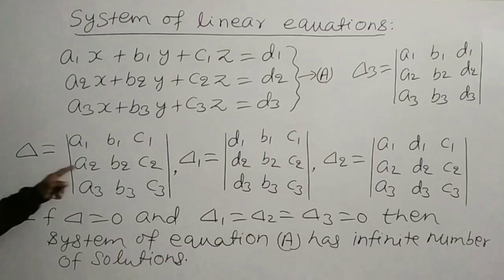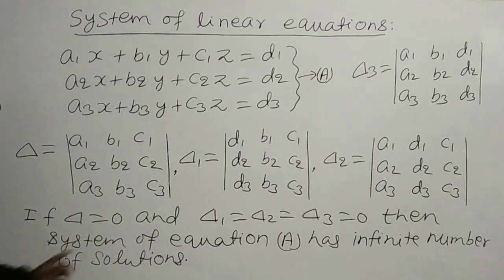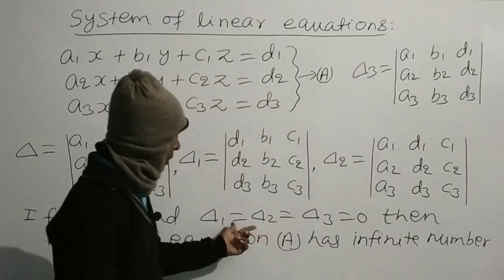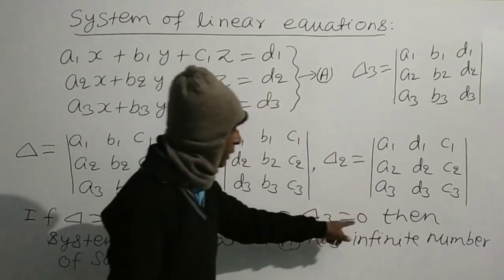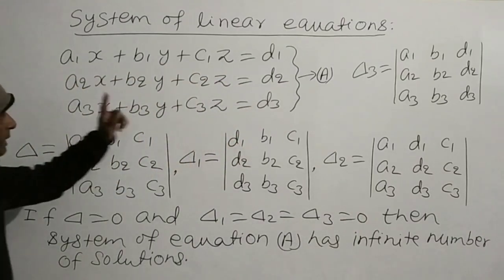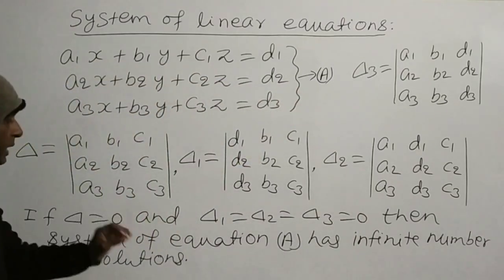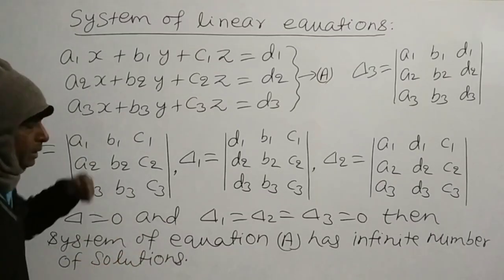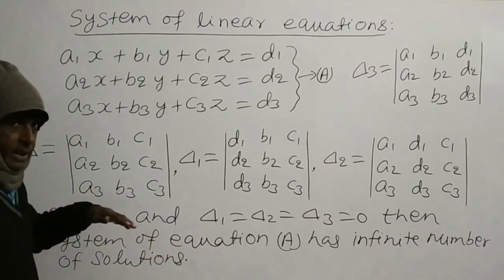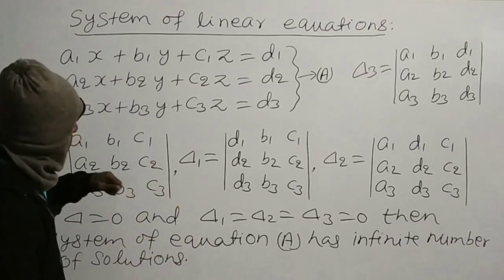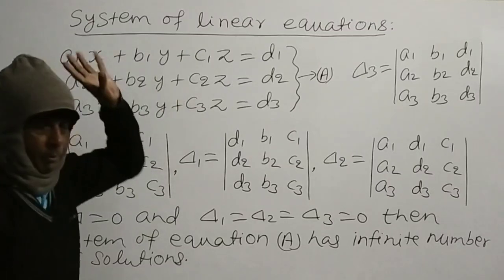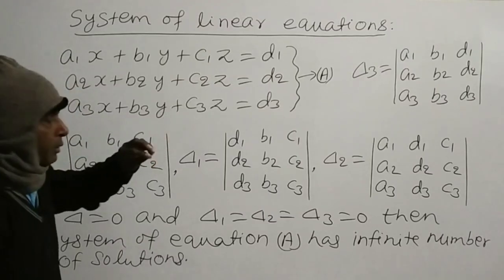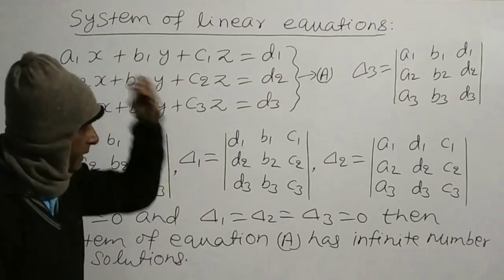Now, if delta is equal to 0 and delta 1, delta 2 and delta 3, all these three are also equal to 0, then this system of equations A will have solutions and the number of solutions will be infinite. That means there will be an infinite number of values of x, y, z such that all these three equations will be satisfied simultaneously.